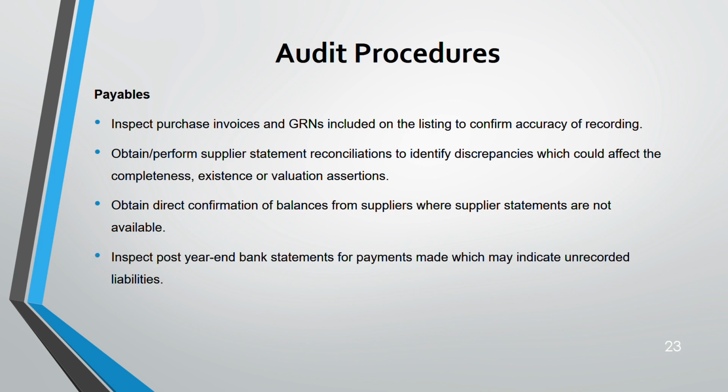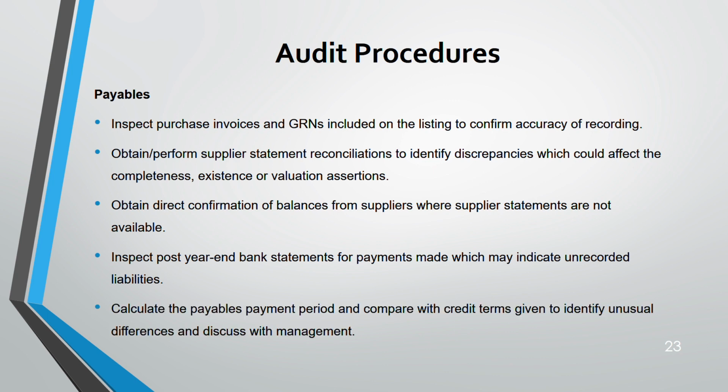Then for payment, inspect the bank statement, which may indicate unrecorded liabilities also. Here also, like receivables, you calculate the payable payment period, compare it with the credit terms, see any unusual differences and discuss it with the management. And inspect the goods received note before the year end to ensure completeness.